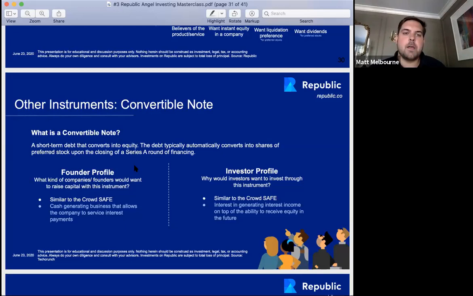So a convertible note is a more investor-friendly instrument than the safe. But for the purposes of the Republic platform, we don't really use them because there are some tax implications of using a convertible note for investors that make it a little bit less friendly. So we use safes almost exclusively on the platform. But if a company wants to use a convertible note, we can definitely do that on the platform.